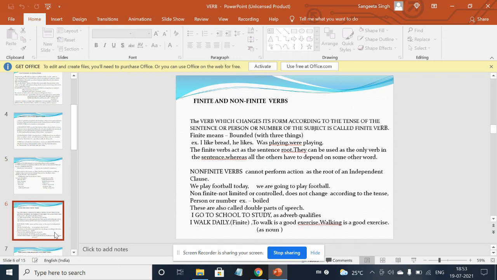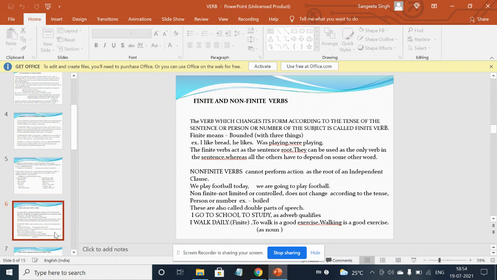Now, the other verbs are finite and non-finite verbs. The verbs which change their form according to the tense of the sentence or the person or number of the subject are called finite verbs. Finite means bounded. Here we can see verbs bounded with three things: tense, person, or number. Example, I like bread, but we can also say he likes bread. I was playing, they were playing.